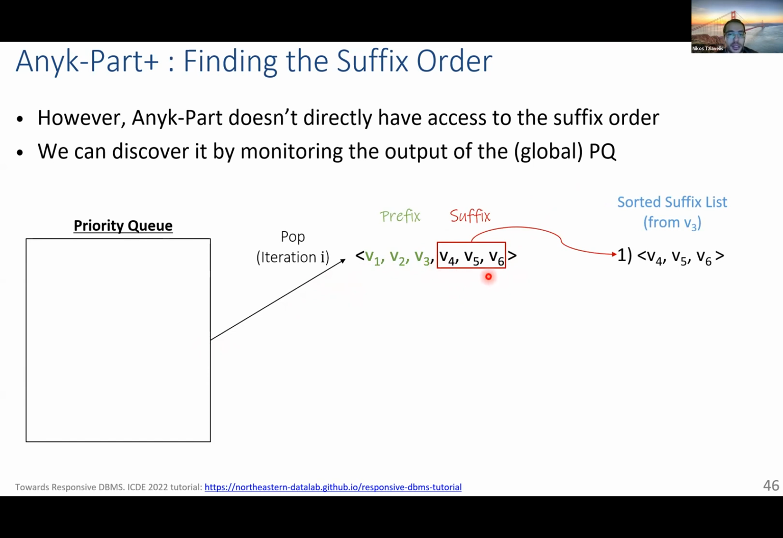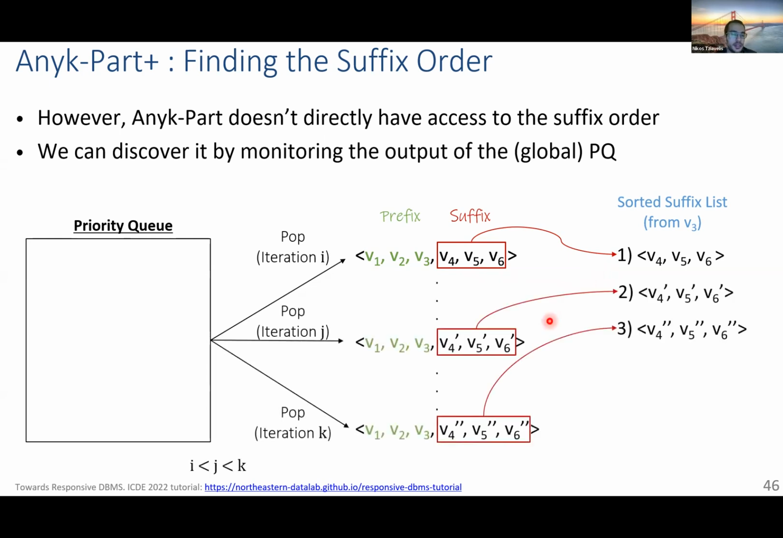Now, the suffix, we can go ahead and store it in a sorted list so that we can reuse it later. Then in later iterations, let's say J and K, they don't have to be consecutive, but some later iteration, let's say we see the same prefix again here, V1, V2, V3, with a different suffix, V4 prime, V5 prime, V6 prime. So what we can do is take the suffix and continue storing it in the sorted list. And that's how we can find the order of the suffixes. And now we can use it.